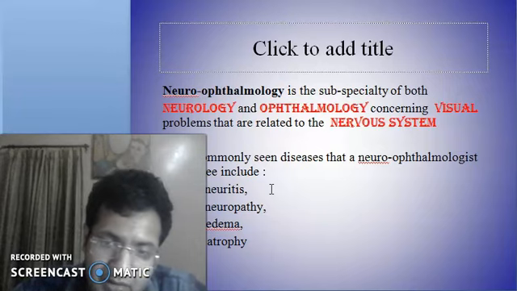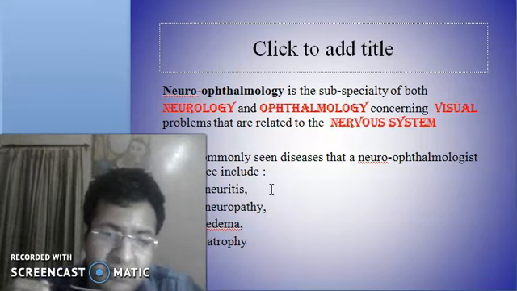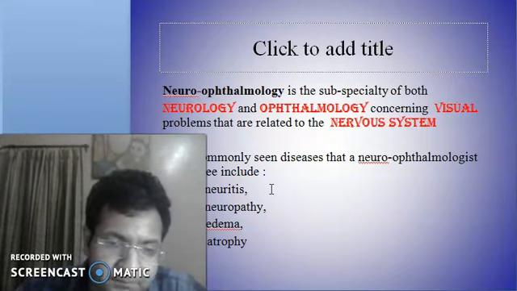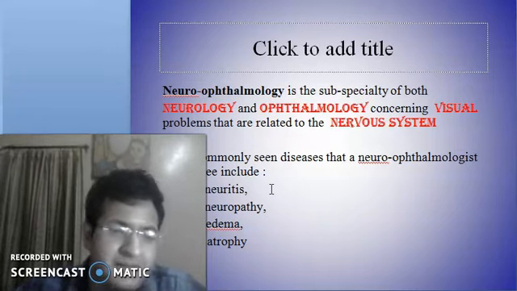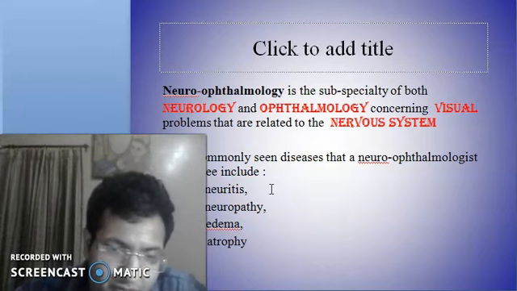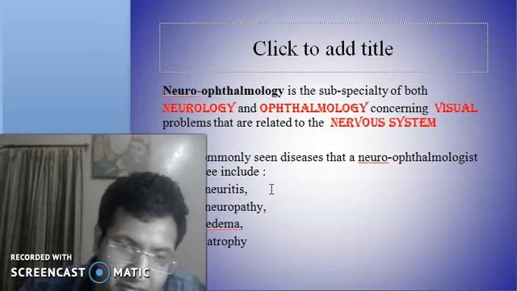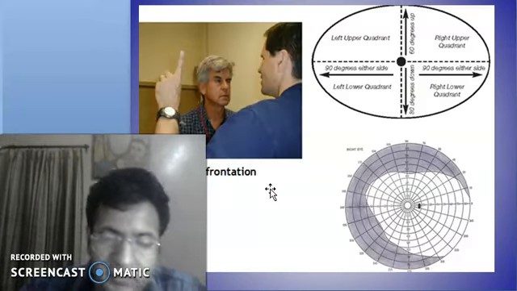Some commonly seen diseases that the neuro-ophthalmologist may see include optic neuritis, optic neuropathy, papilloedema, and optic atrophy. All are diseases of the optic nerve that the neuro-ophthalmologist sees.